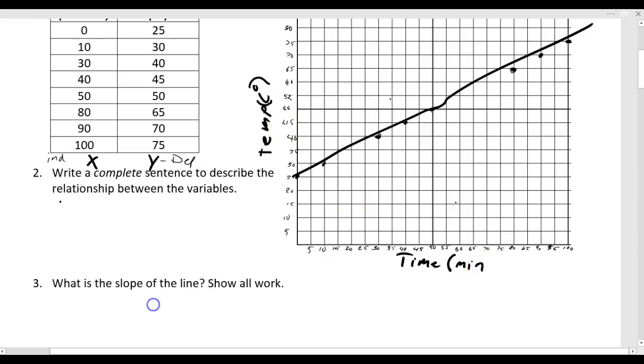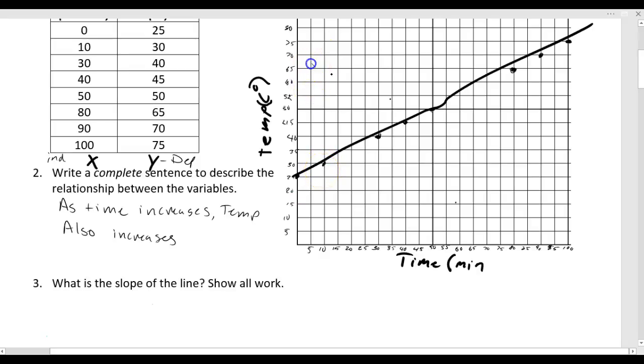As time increases, temperature also increases. If you can see here, time is increasing as you go from left to right. As you go left to right, what is occurring to these dots? Well, they're also going up. This dot is higher than this dot. So as time is increasing, temperature is also increasing.